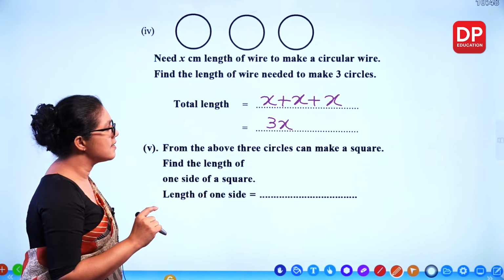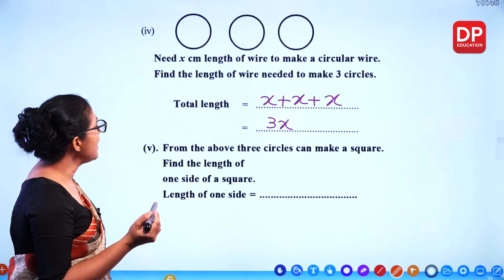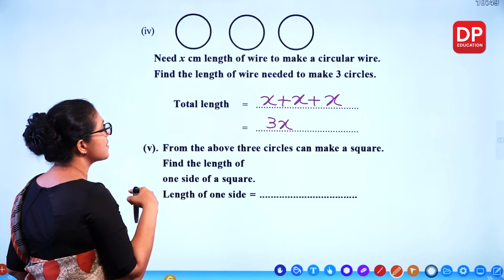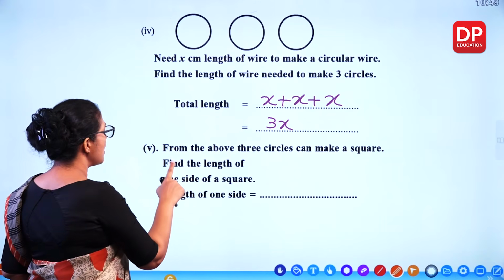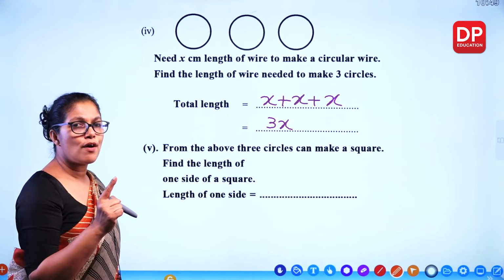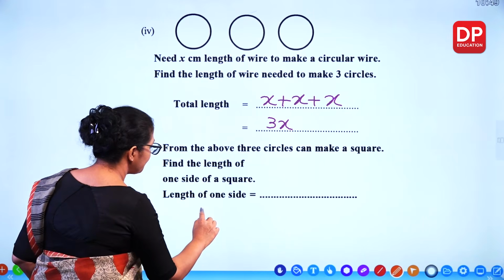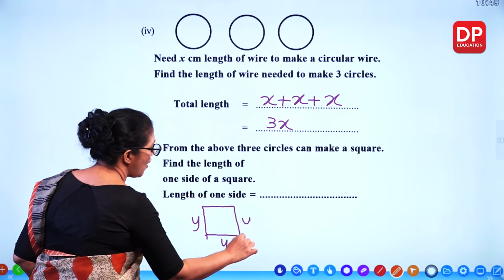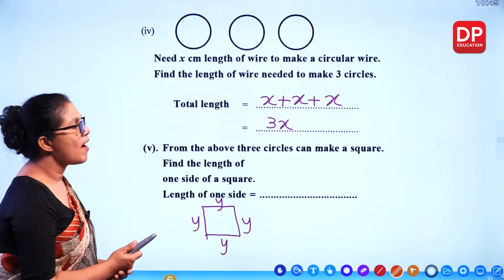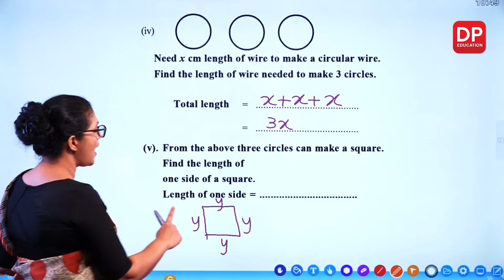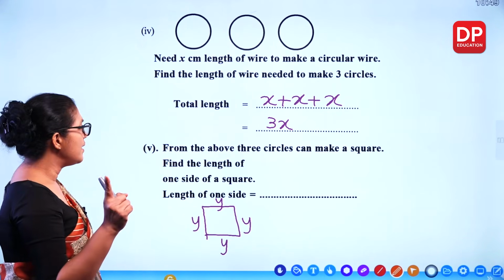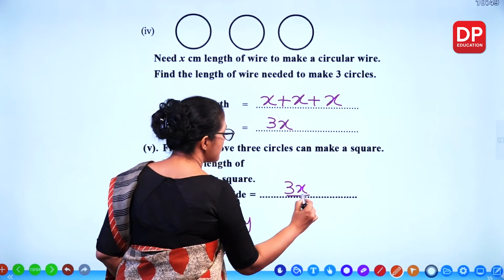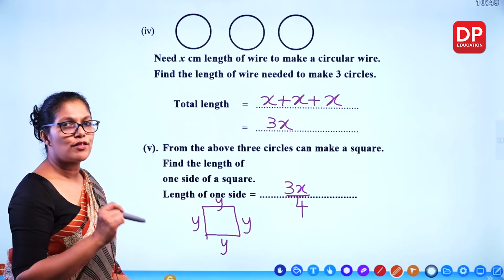From the above 3 circles, we can make a square. Find the length of one side of the square. So 3 circles, total length is 3x. How can we find the length of one side of the square? If y is the length of one side, then 4y equals 3x. So we need to divide this by 4 to get one side. The total length is 3x; divide by 4 and you get the length of one side.